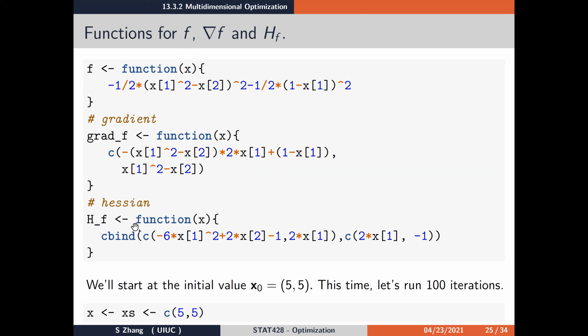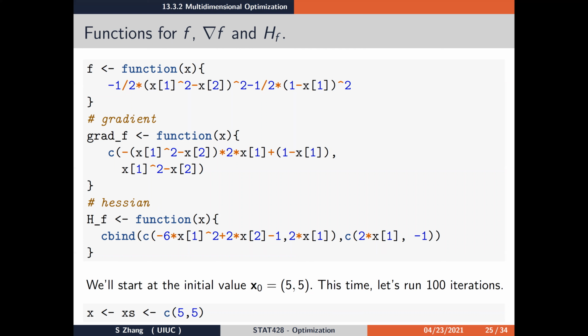Similarly, the Hessian takes a value x, which is a vector, and outputs a 2 by 2 matrix where the entries are given on the last page. Once we have the functions for the gradient, the Hessian, and the original function, we'll be able to implement the Newton-Raphson algorithm to find the optimum.